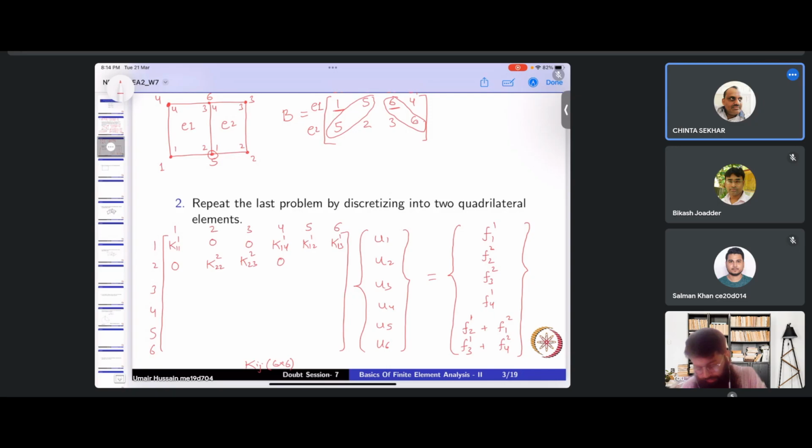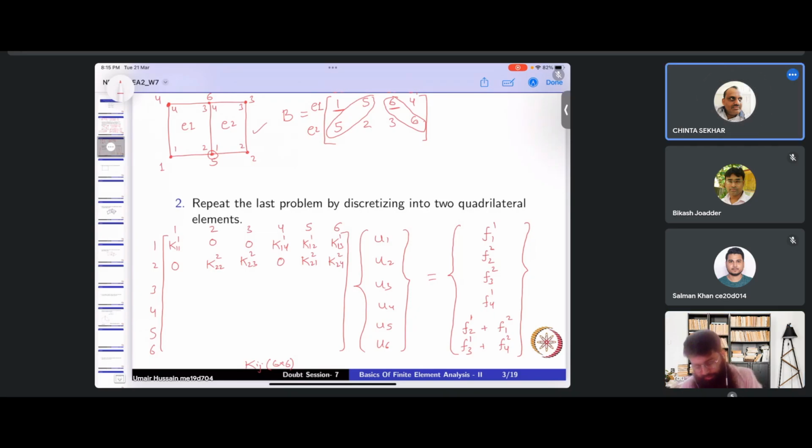0. 2 5, do we have any connection? Yeah, we have. So 2 5 is part of element 2, that is K2 1 of element 2, right? 2 6, do we have any connection? Yeah, same element. So 2 6 becomes local node 2 and 4 for element 2. I hope it's easy to follow by looking at this diagram, right?